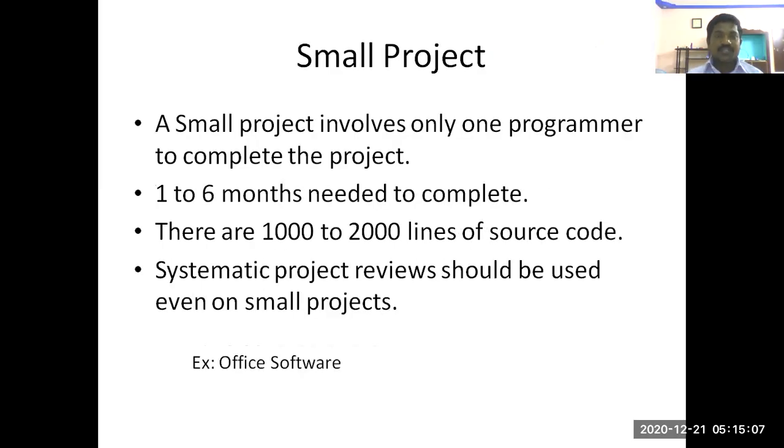Then a small project involves only one programmer to complete the project. 1 to 6 months are needed to complete the project. There are 1,000 to 2,000 lines of source code needed to develop the project. Systematic project reviews should be used even for a small project. The example for a small project is office automation software.